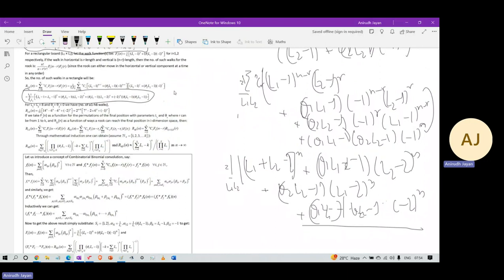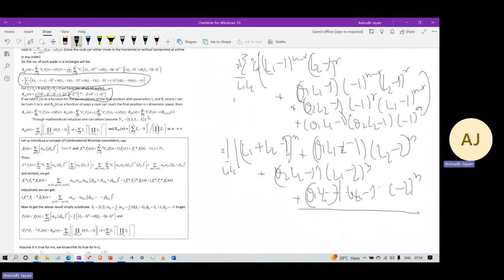Now, if we substitute L1 equal to L2 and theta 1 equal to 0, theta 2 equal to 0, you get the following. You get 1 by 64 times 14 power n minus 2 into 6 power n plus minus 2 power n. Taking 2 power n minus 6 common, you get the following.